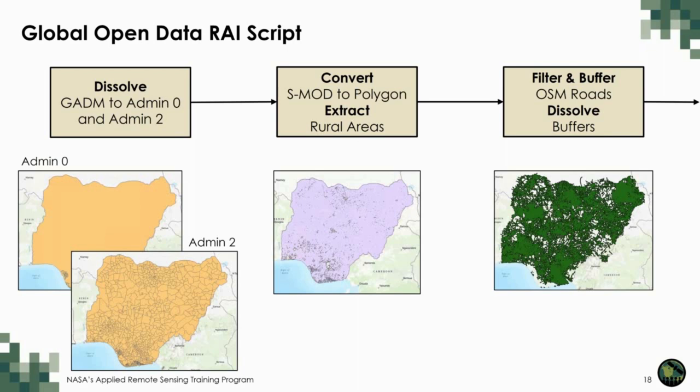The global SMOD data is converted to polygon and only the rural areas extracted for each country. The global roads data are filtered to include only the desired set of roads for the World Bank and season definitions of all-season roads. Then they are buffered and all buffers dissolved into a single multi-part polygon. This polygon then represents the area within 2 kilometers of an all-season road.